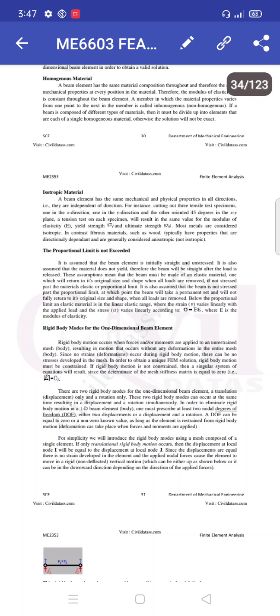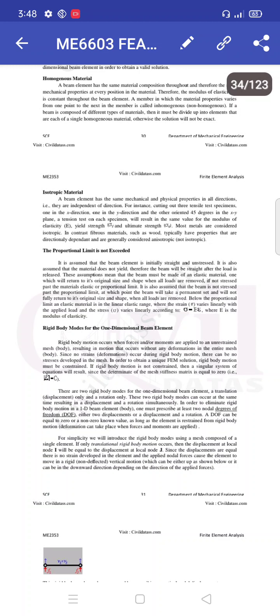Here, rigid body modes for one-dimensional beam elements. Rigid body motion occurs where forces or moments are applied to the unstrained mesh, that is, the body, resulting in motion that occurs without any deformation in the entire mesh, since no strains occur during the rigid body motion. There can be no stresses developed in the mesh.